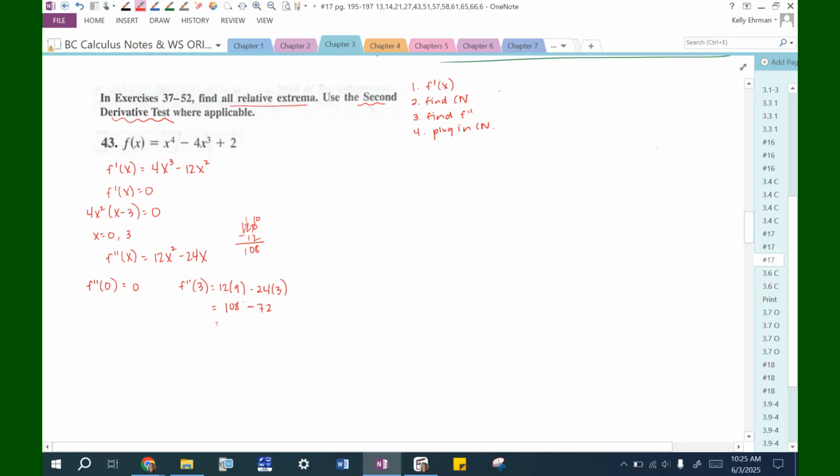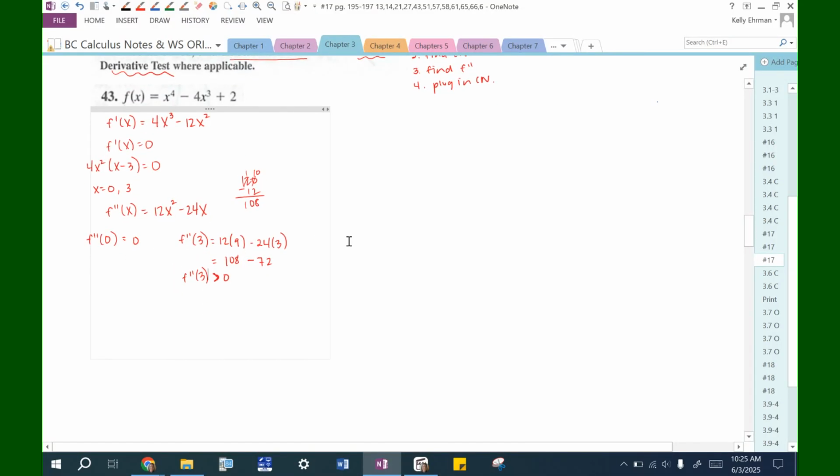1272. So positive, that's all I care about. F double prime of 3 is positive. Okay, so I can use second derivative test at 3, but I can't use second derivative test at 0. So it's kind of silly. I don't use second derivative test most of the time unless I'm told to, because it doesn't always work, but first derivative test always works.